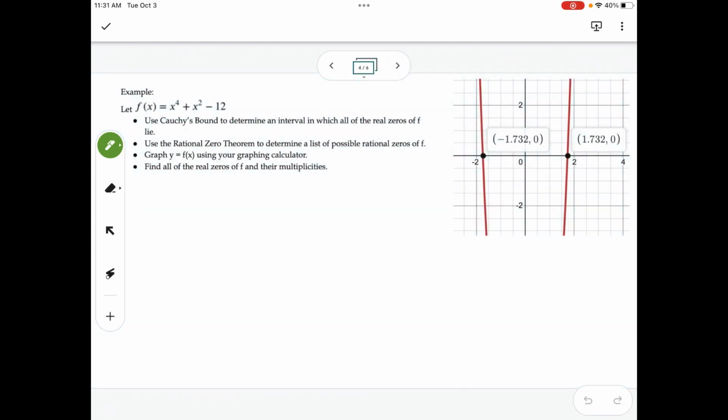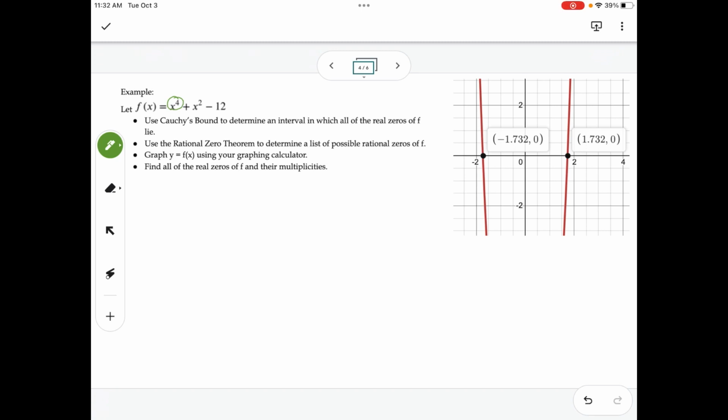Let's try another example. Here we've got x to the 4th plus x squared minus 12. When I'm looking at the graph to help us, those aren't very nice numbers. So we're definitely going to need to use Cauchy's bound to determine where all of our real zeros should lie and what we can do to find the other real zeros. So we know we need 4 solutions, and I'm only seeing 2 here. This is kind of foreshadowing our next lesson about what we do if we only have 2 real solutions and need the other 2, and we'll talk about that in a moment.